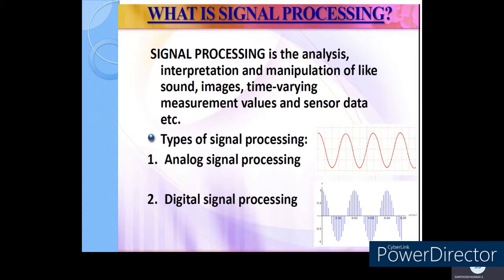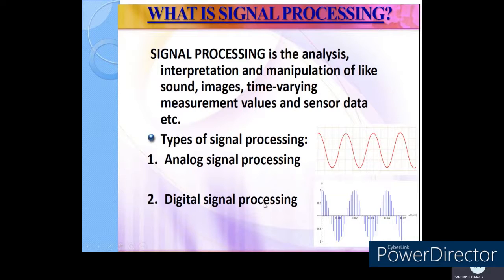As the name indicates, in digital signal processing we are going to consider the digital signal, and perform the operations on these signals. In the analog case, the signal is continuous in nature. In digital signal processing, the signal is discrete in nature. So it is also called discrete time signal processing.